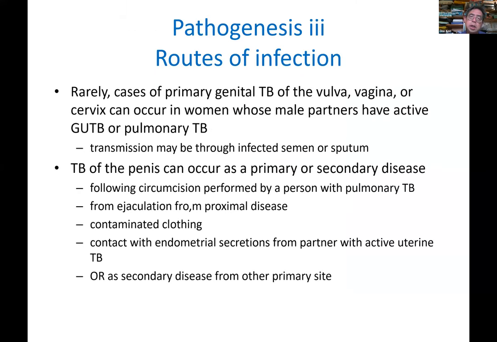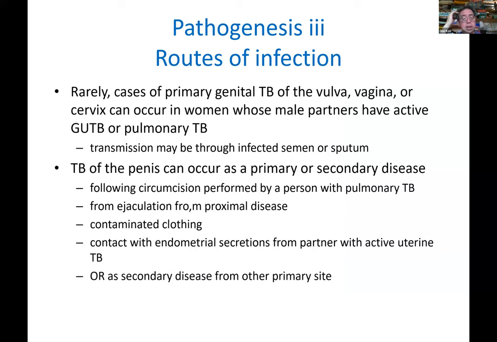So what then about the genital tract? Well, here you can get it through direct spread. Primary genital TB can occur in a female, and you have a partner who has themselves either a genital urinary TB or they have pulmonary TB, and that could be through infected semen or sputum.